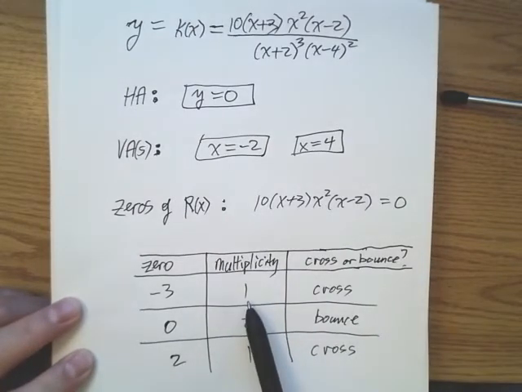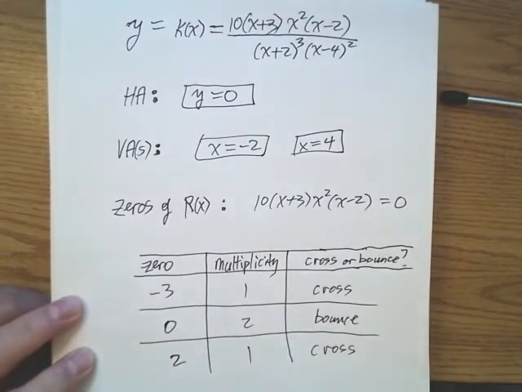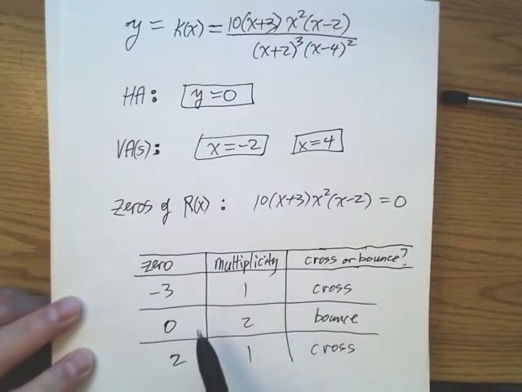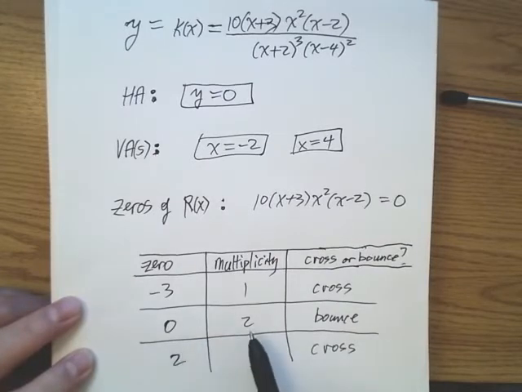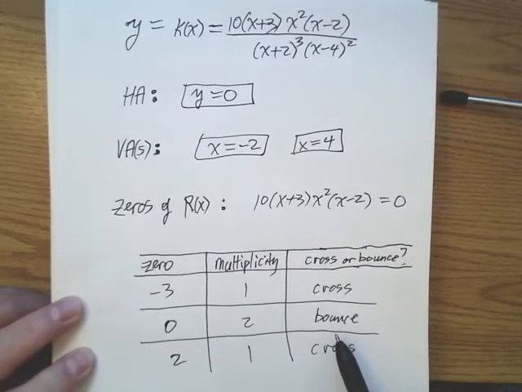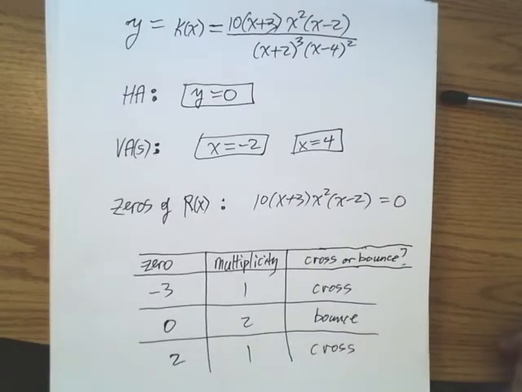Because the multiplicity here is odd, it crosses the horizontal asymptote, the x-axis, okay, at negative 3. Because the multiplicity is even here at 0, it's going to do what? The graph is going to bounce at the x-axis, and here where the multiplicity is 1 at x equals 2, it's going to cross, isn't it?